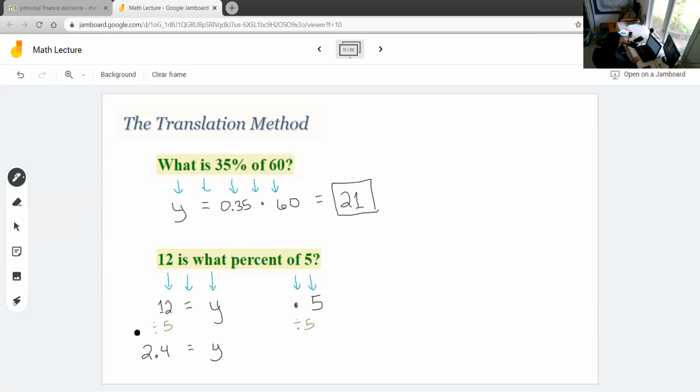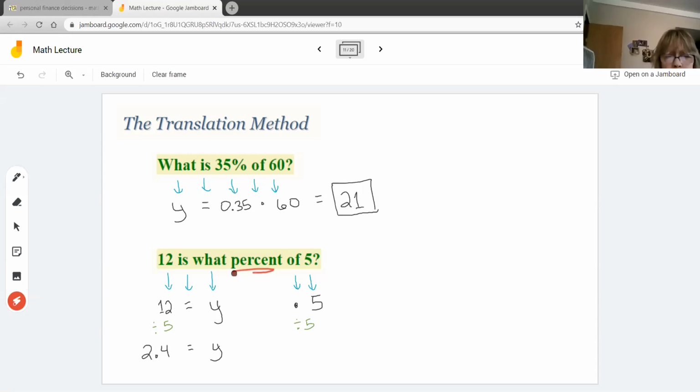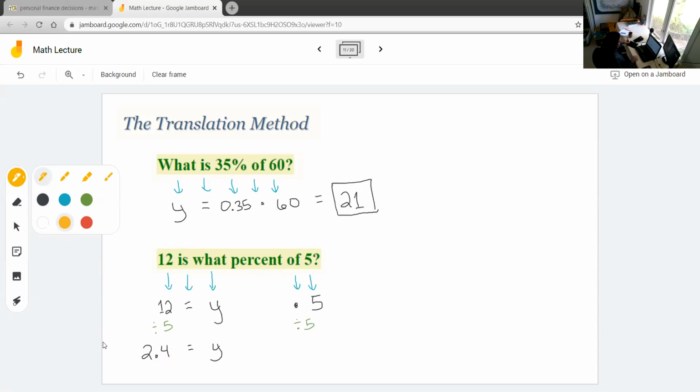Who can tell me what I need to do? You got to make it a percent. I got to make it a percent. It asks for a percent, and this number is a good number. There's nothing wrong with 2.4, but it's not a percent. It's not in percent format. So I'm going to use my riplop. Go right into percent.